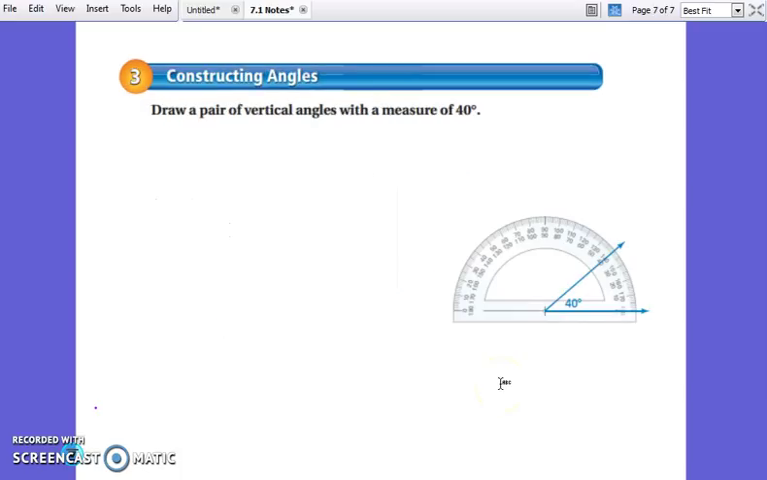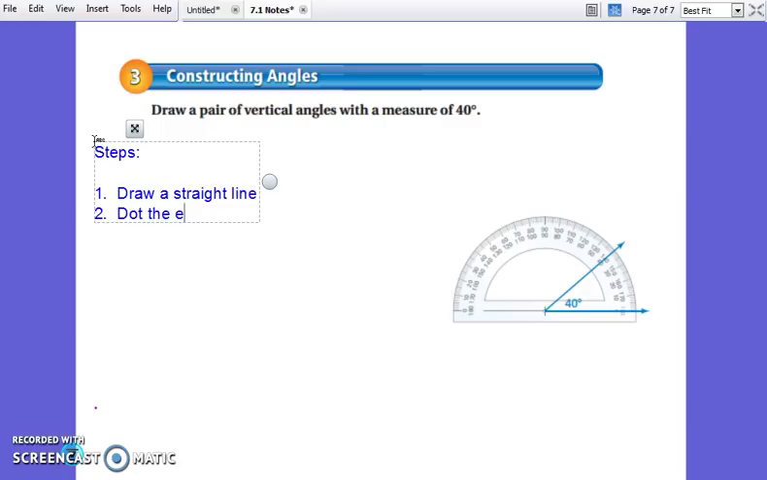Okay, finally, example 3 says, constructing angles, draw a pair of vertical angles with a measure of 40 degrees. Well, if you need some connections, let's do some steps, okay? And we kind of did this already with our previous homework assignment. So for your connections, let's write steps. 1, draw a straight line. You might remember this from a while ago.